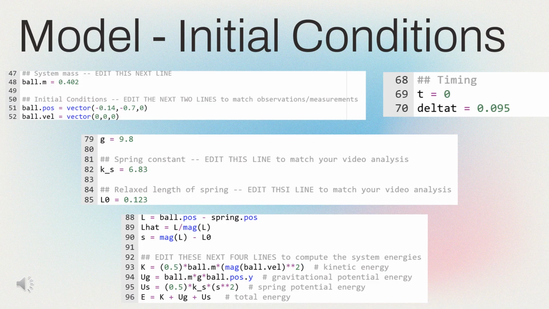So these are the computational model initial conditions. I set the mass of the ball. I also put the position vector and the velocity vector, which is the same from the Tracker before. And then I set the change in time to 0.095 seconds, and also set gravity, the spring constant, and the relaxed length of the spring. And then also established L, L hat, and S, and then established all of the system energies below.